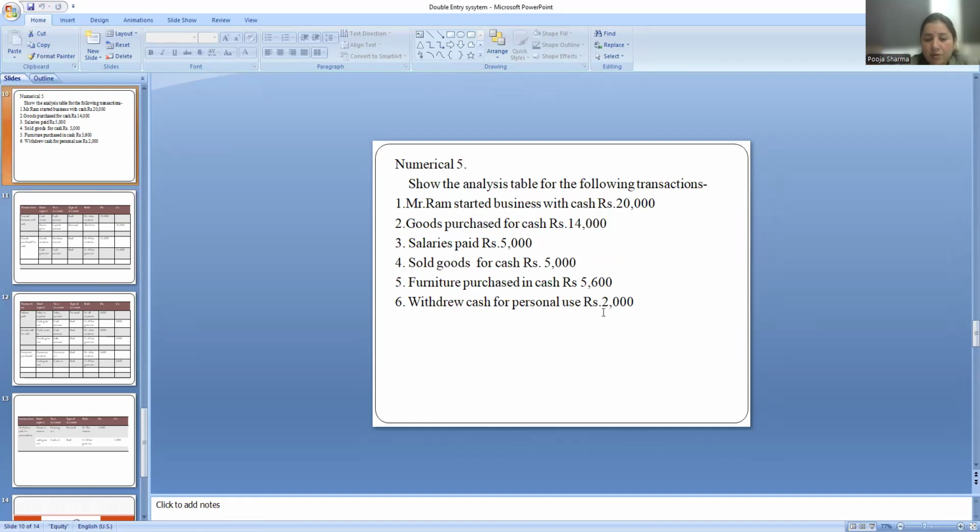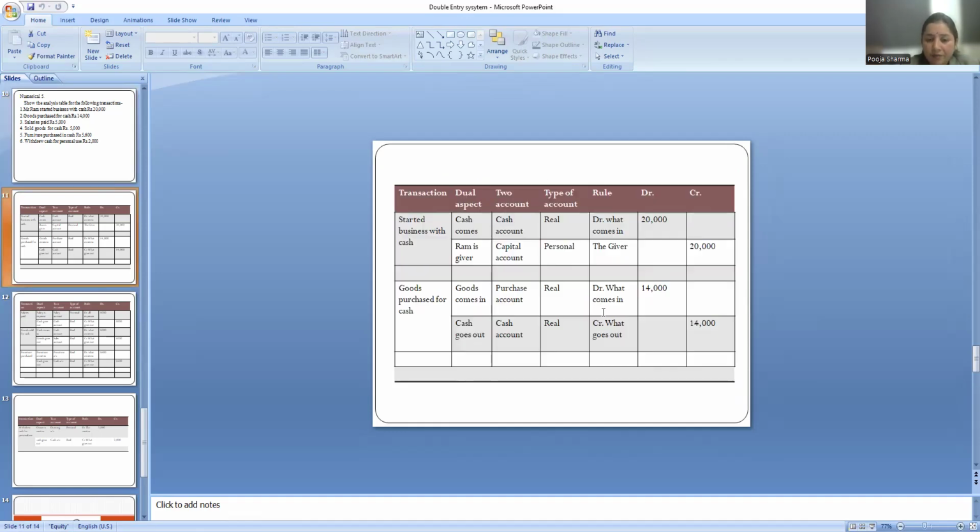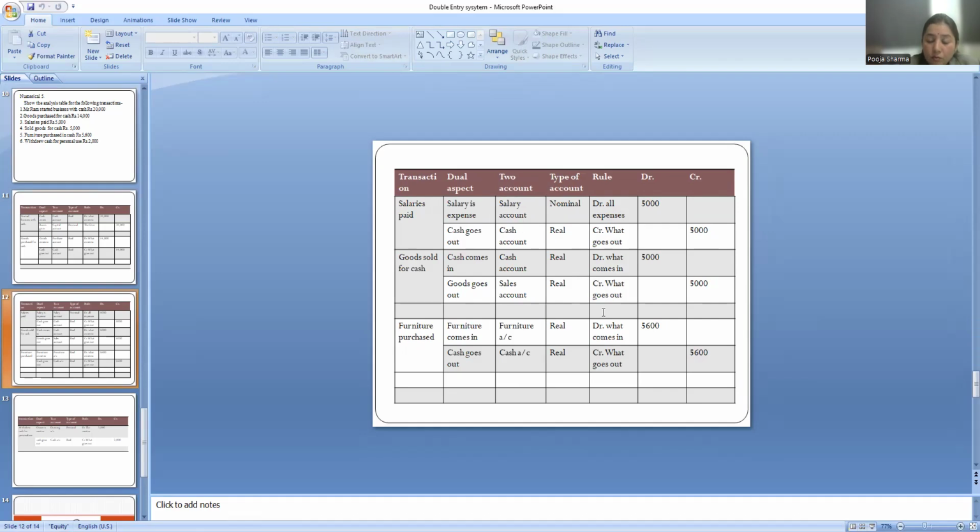The next transaction is sold goods for cash rupees 5,000. Here two accounts are cash and sales account. Both come in the real account again. What comes in, cash is coming when the company is selling the goods, and goods is going out from the organization. So the transaction will be cash account debit to the sales account.